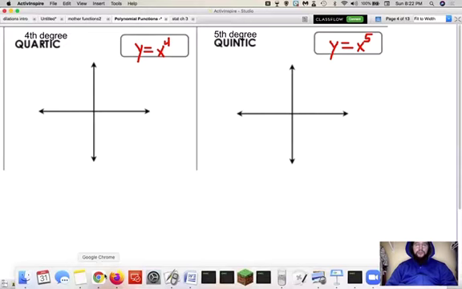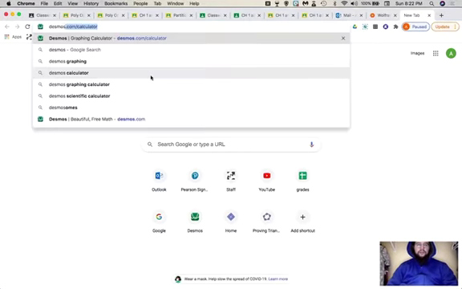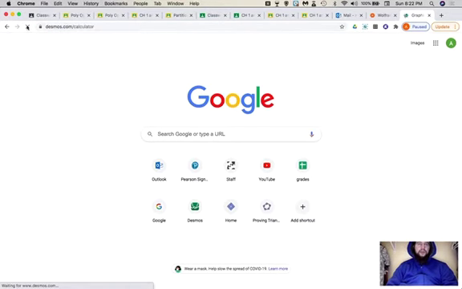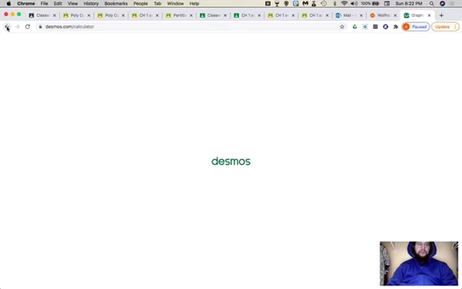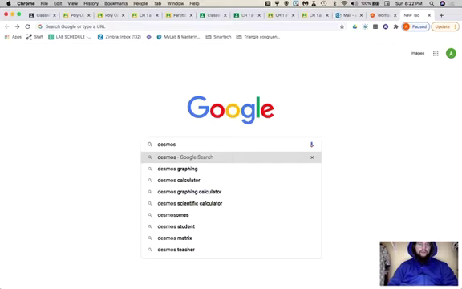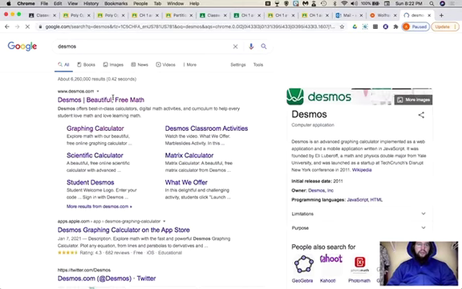Let me introduce you to Desmos. If you just Google Desmos, actually let me do it that way so you can see what to do. If you Google Desmos and click on beautiful free math, it'll give you some options.